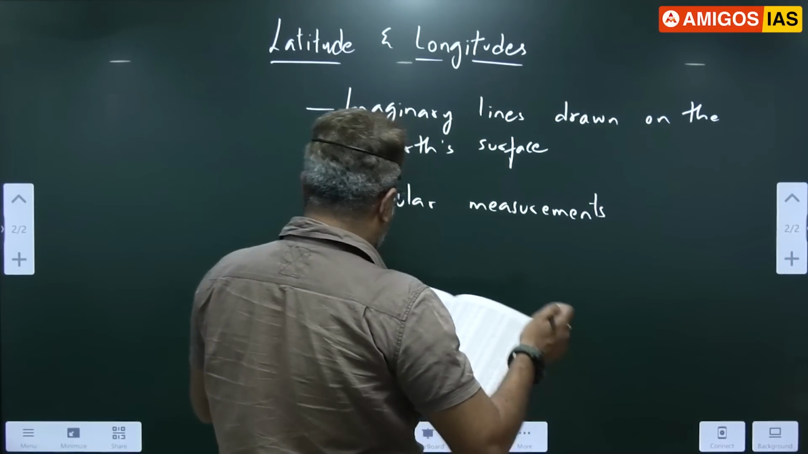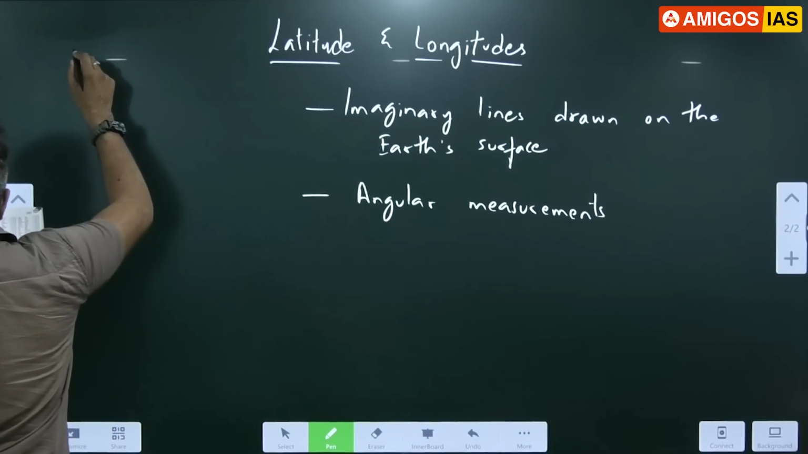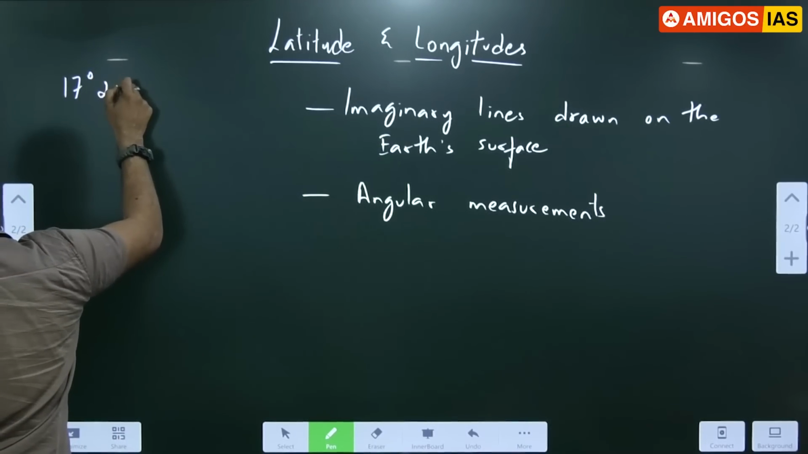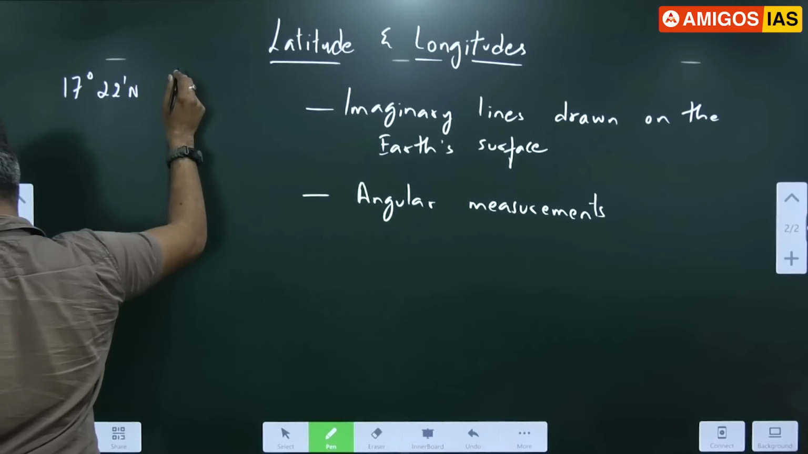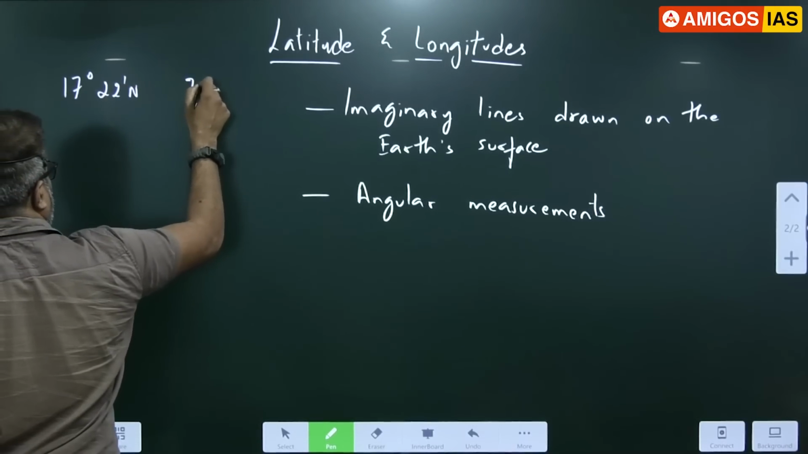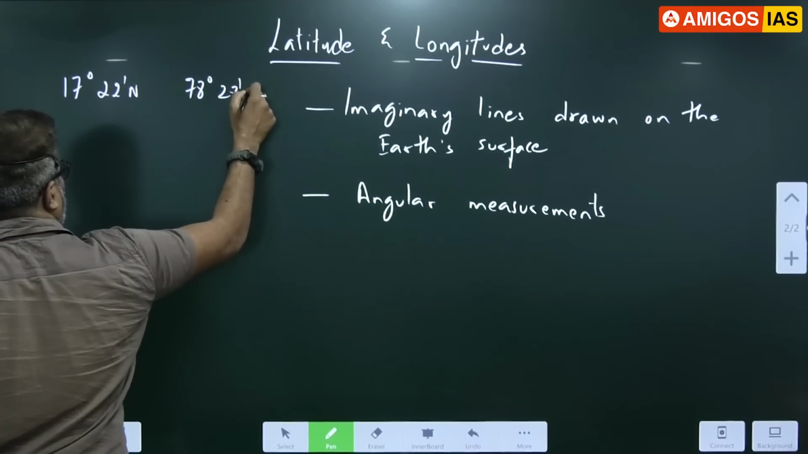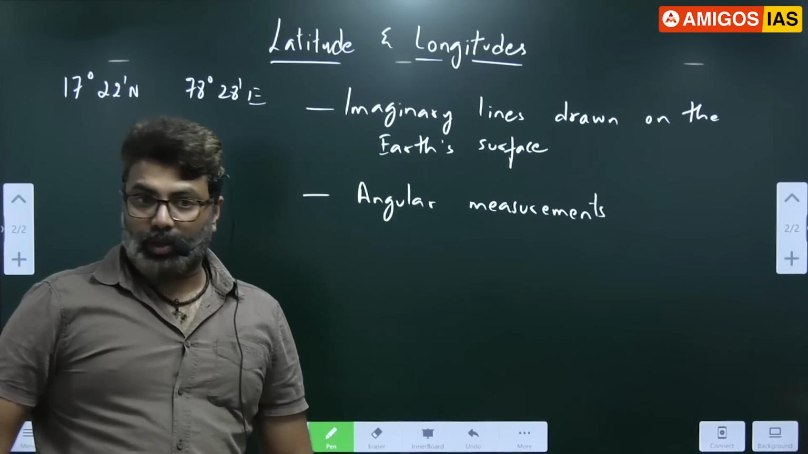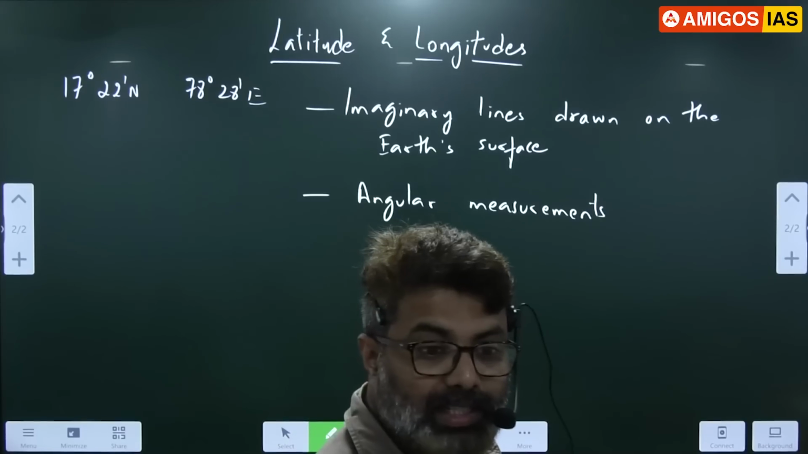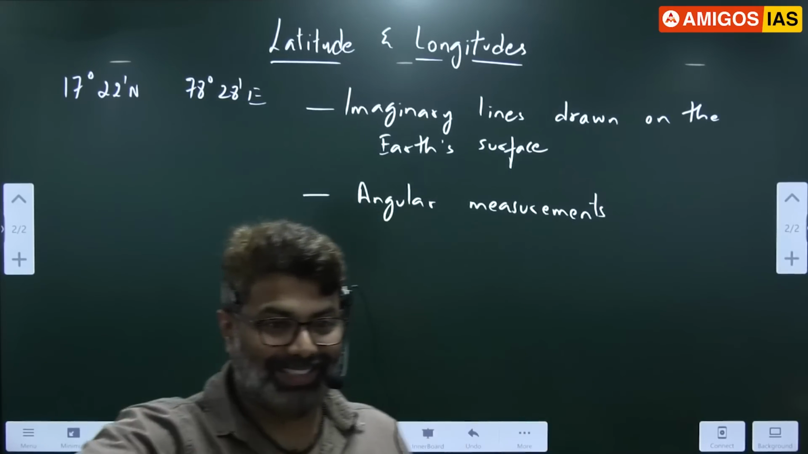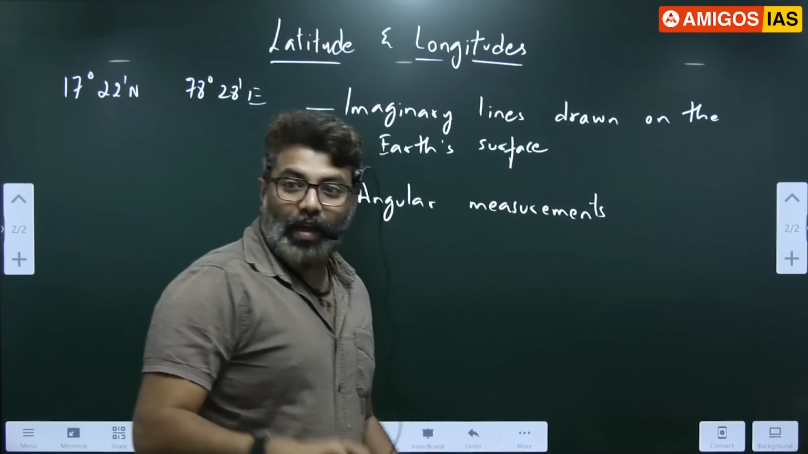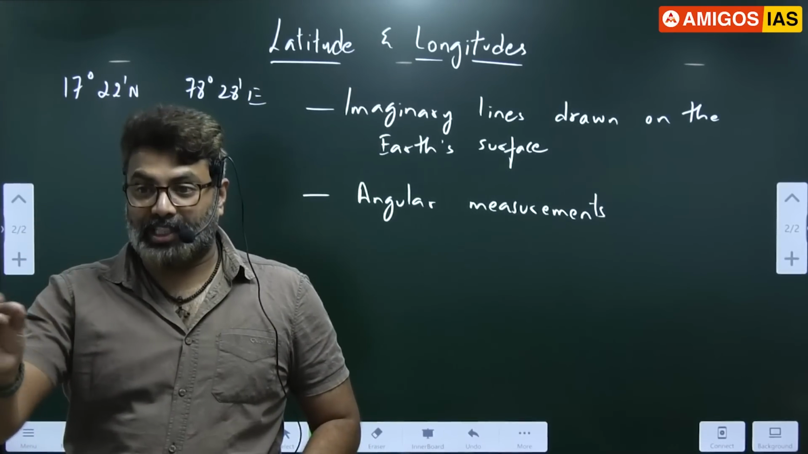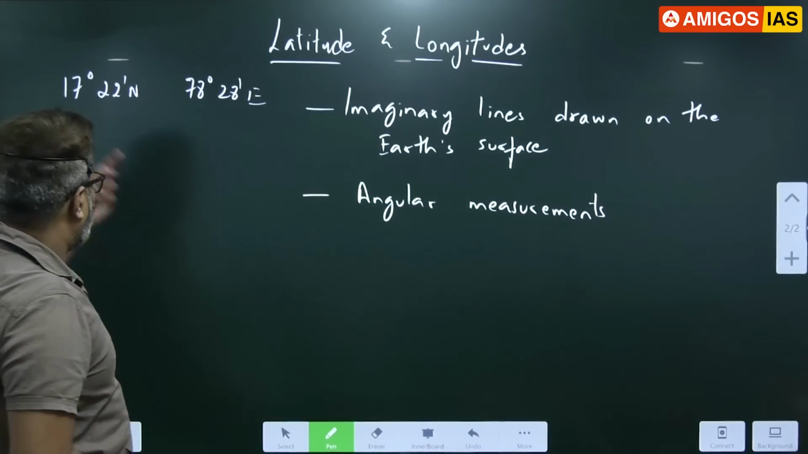So notice for Hyderabad, they have given certain numbers. I'll take India. 17 degree 22 minutes north. Okay, 78 degree 28 minutes east. Can you see that? What is that number given? It is the address of Hyderabad on earth. Okay, so every place on earth has certain numbers called geographical coordinates.